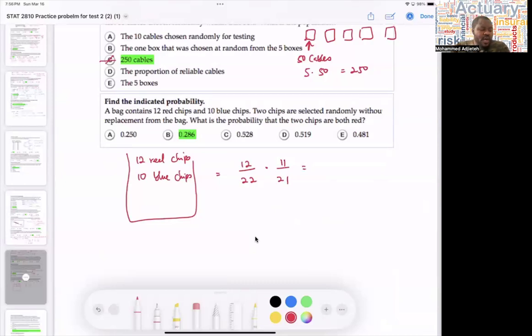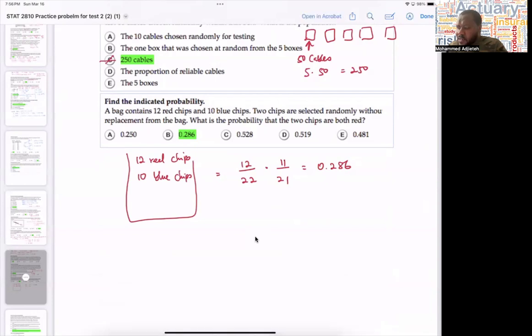So all you have to do is just do this, and then they should give you 0.286. So you see, I put my box here, and then you have to understand that without replacement means that when you pick, you don't put it back. So for example, if I have 10 balls in this box and I pick one, I don't put it back. So it means the total number of balls in the box has reduced to 9. So that's what it means. So let's proceed.